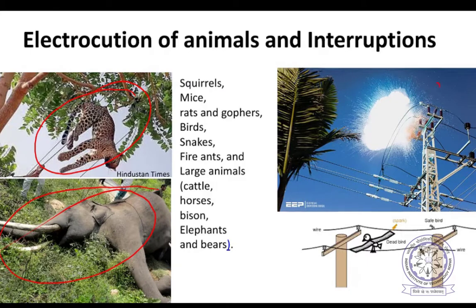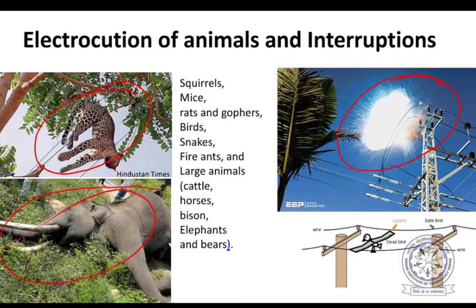You can see here how the breakdown or flash out through the body of the living being has taken place. So it is this way, many animals are dying here due to these kinds of events. So electrocution of animals happens, and not only this, the fault will be there continuously unless people go and clear it physically.